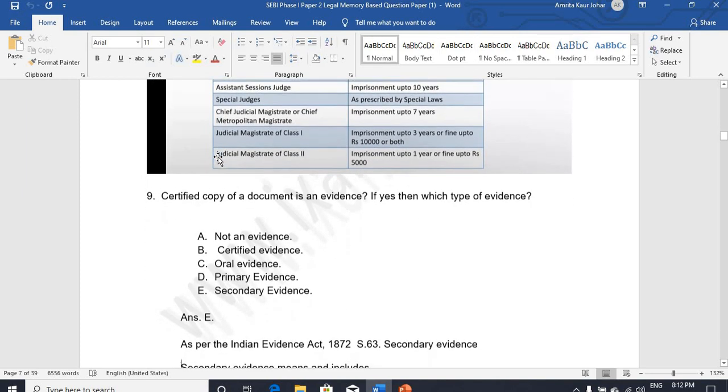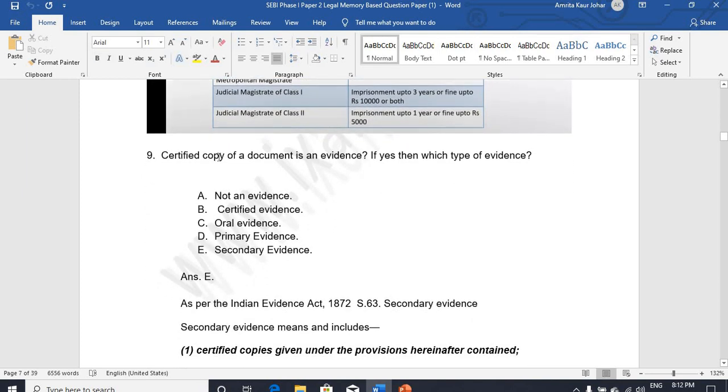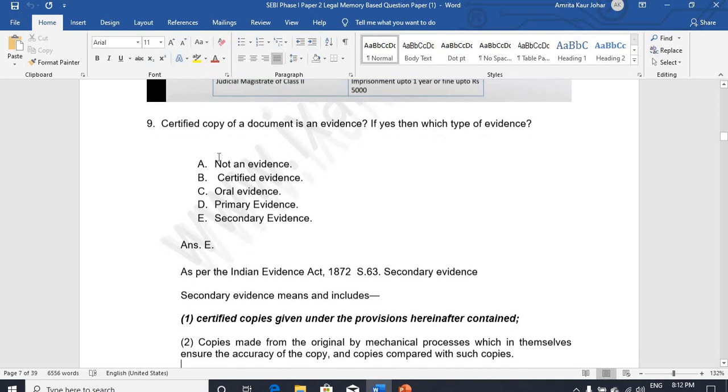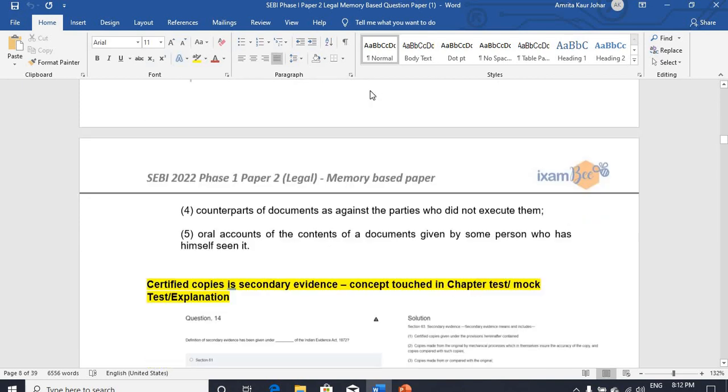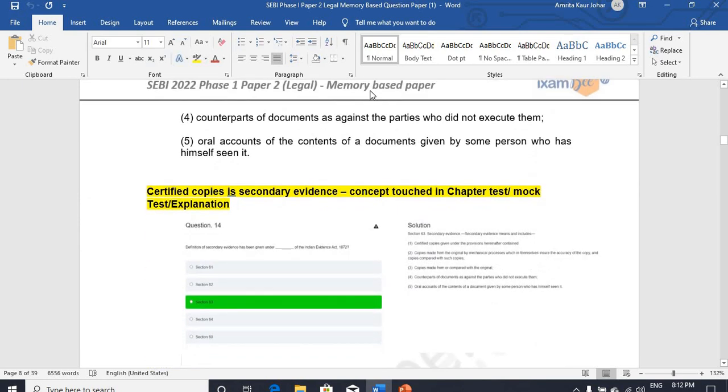Certified copy of a document is an evidence. If yes, then which type of evidence is it? Very easy question. It is a type of secondary evidence directly provided under section 63 of the Indian Evidence Act. And so this question is also available in ixamBee section test.